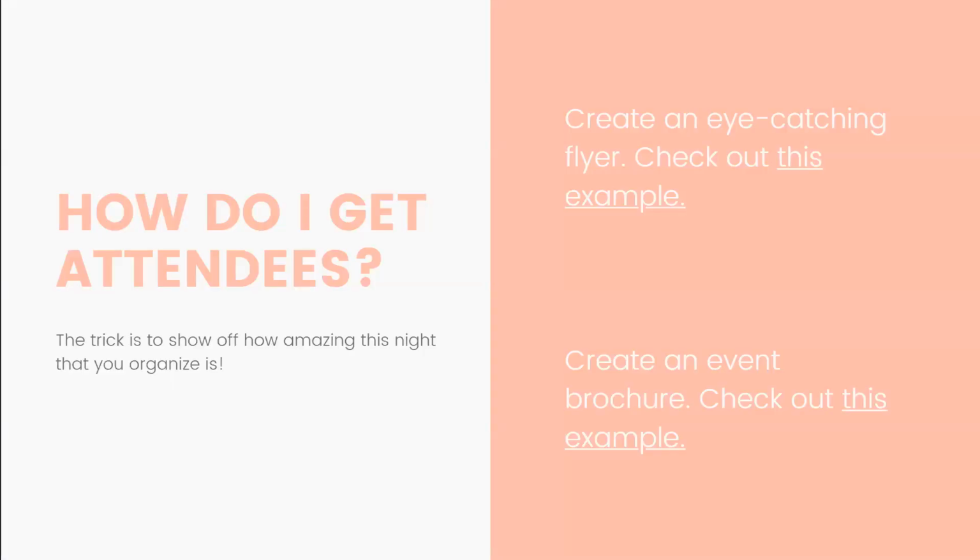The first step is, how do I get attendees in the first place? Since STEM night is geared towards K through sixth grade students, the trick is to really show off how amazing this night is that you've organized for that audience. So you'll most likely be advertising to parents and families, so you definitely want to create an eye-catching flyer.